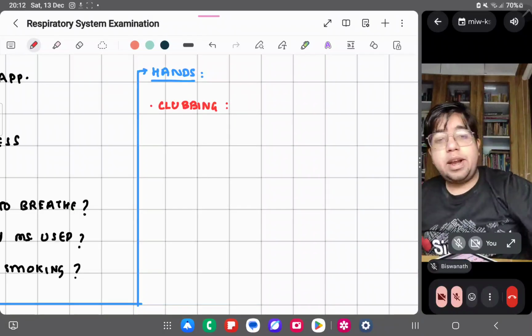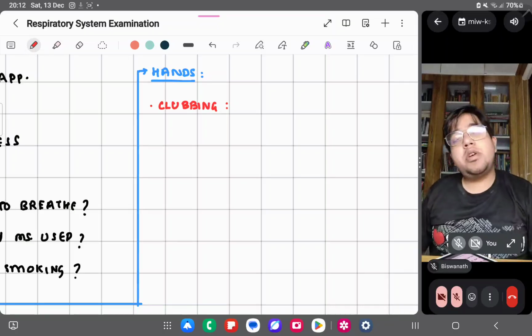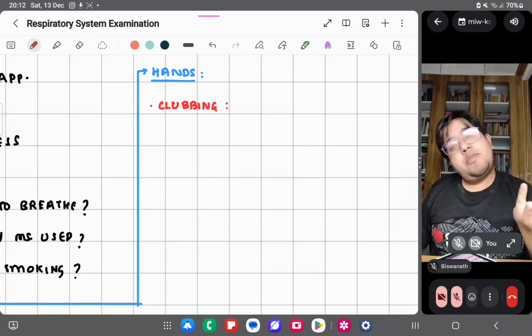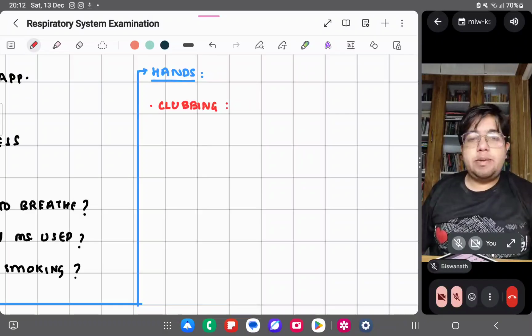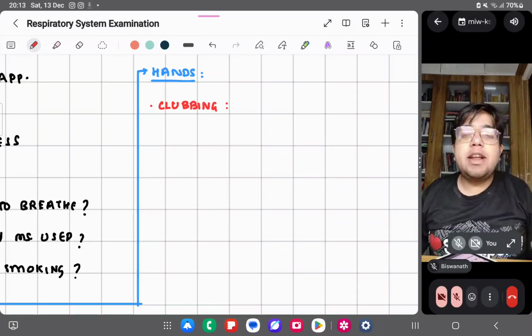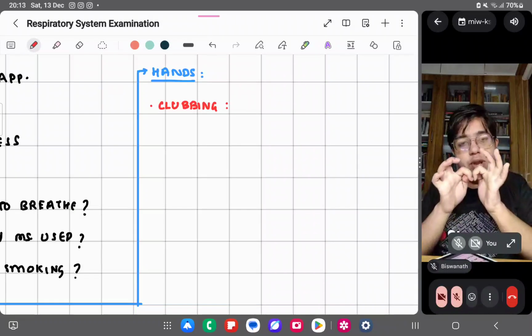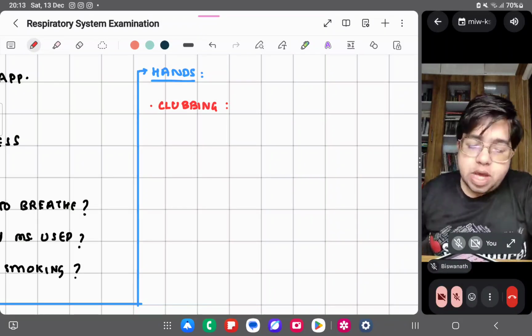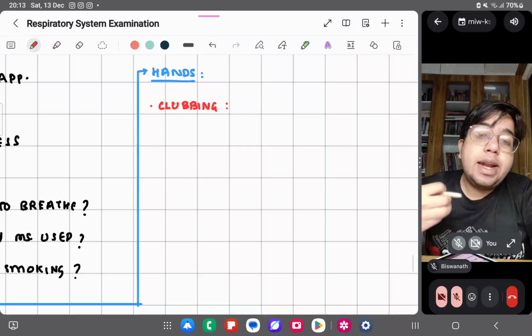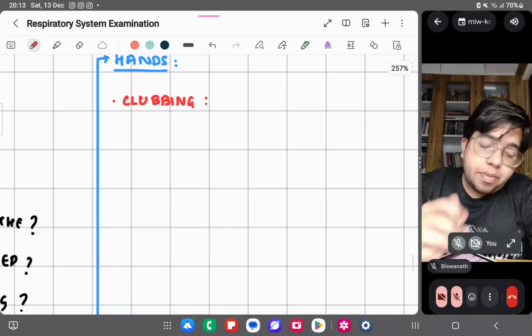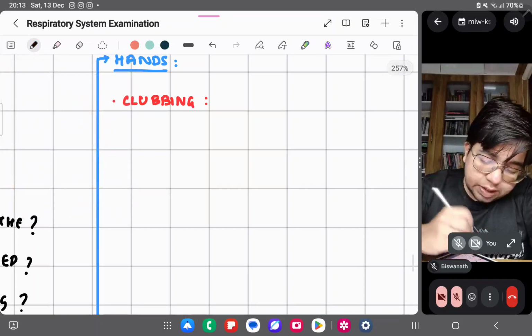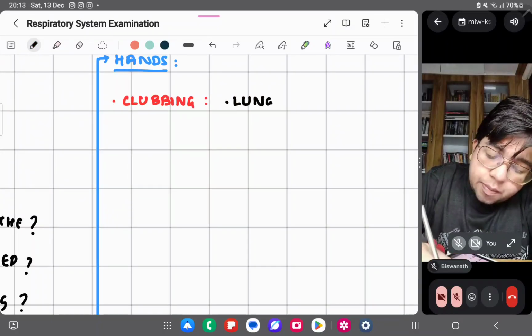You know clubbing, right? You must have read about your Lovibond angle. In the medicine textbook, Hutchison, it is given, as Schamroth's window. Schamroth's window, we do like this and go and read. So clubbing can indicate some lung disorders, like some fibrosing diseases of the lungs, like lung fibrosis.